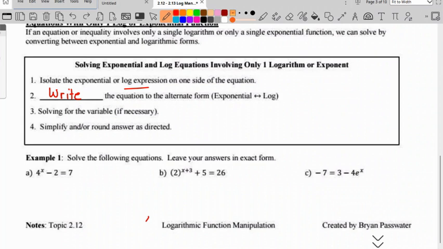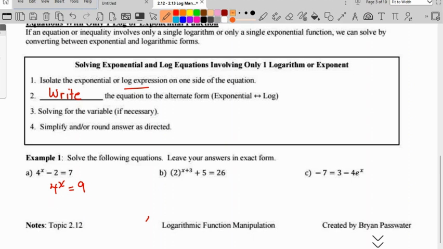4 to the x minus 2 equals 7. So we've got to first get that exponential term by itself. We're going to add 2 to both sides. So we get 4 to the x equals 9. Okay, then we're going to rewrite it in the other form. This is an exponential, so we're going to solve for that variable by rewriting it in logarithmic form.